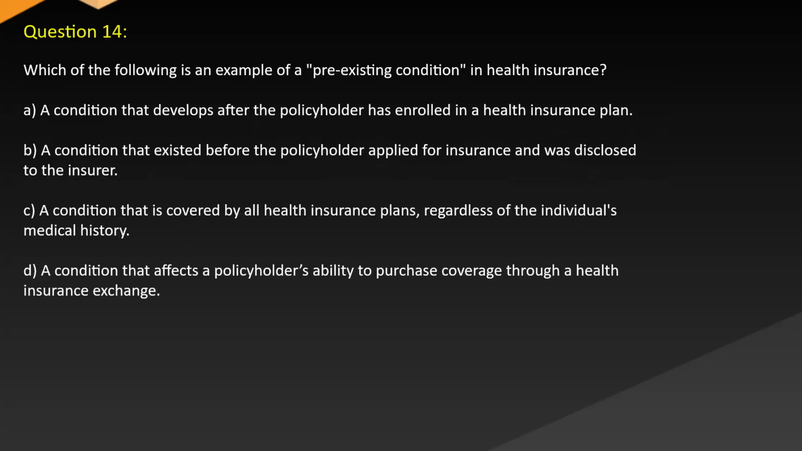Question 14. Which of the following is an example of a pre-existing condition in health insurance? A. A condition that develops after the policyholder has enrolled in a health insurance plan. B. A condition that existed before the policyholder applied for insurance and was disclosed to the insurer. C. A condition that is covered by all health insurance plans, regardless of the individual's medical history. D. A condition that affects a policyholder's ability to purchase coverage through a health insurance exchange.